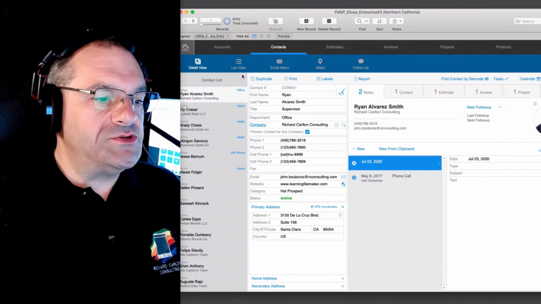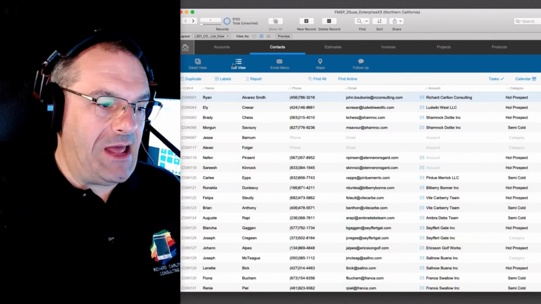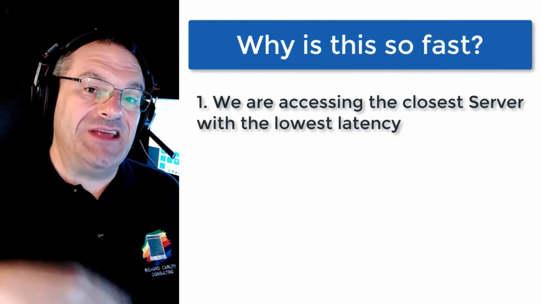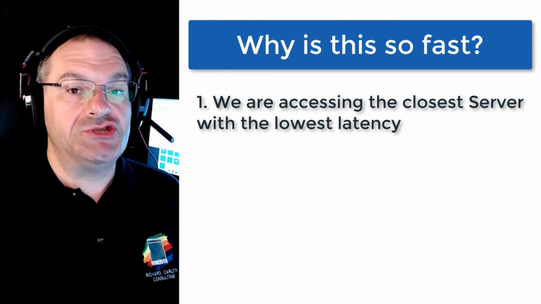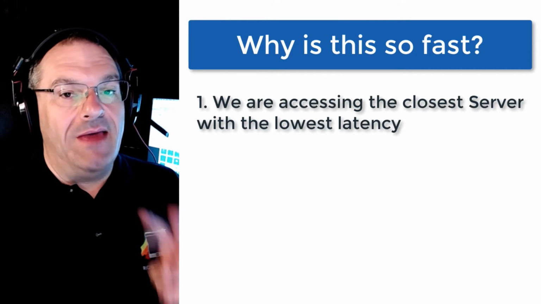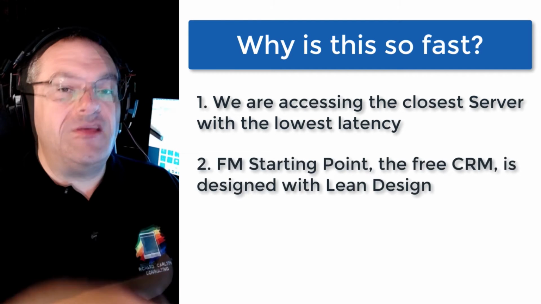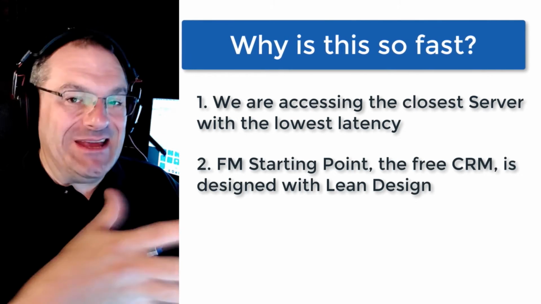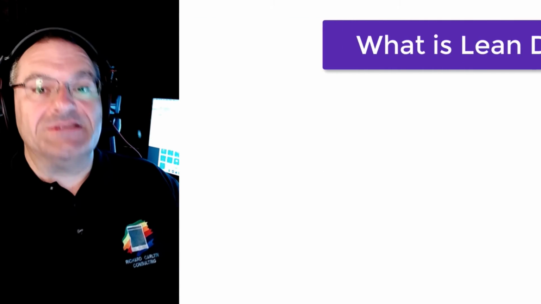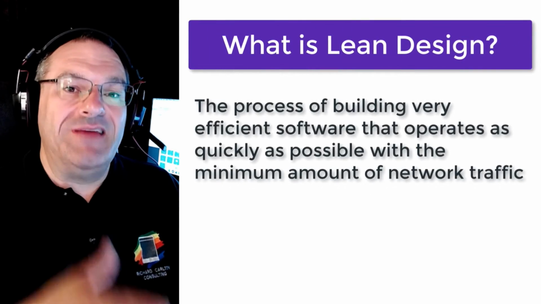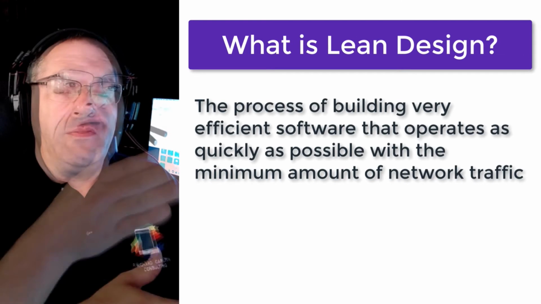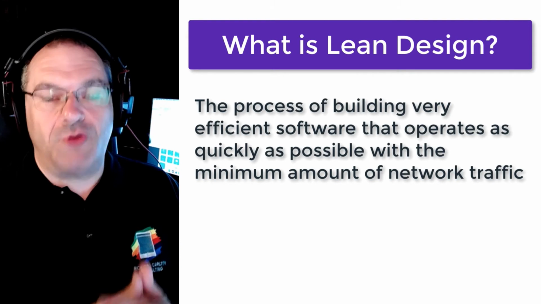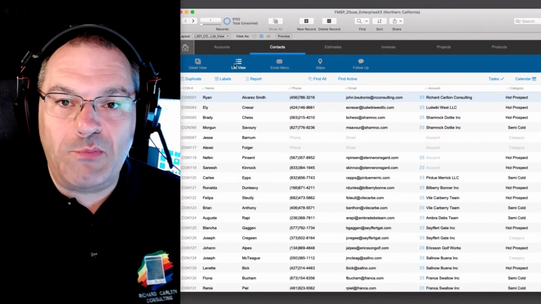And of course, performance with this application is pretty snappy due to two main issues. One is that we're accessing a fairly close FileMaker server with low latency. And the second issue is that we designed this copy of our free CRM with extreme lean design in mind. And of course, people ask, what is lean design? It's the process of building very efficient software that operates as quickly as possible with the minimum amount of network traffic. And so this is our FM starting point product.